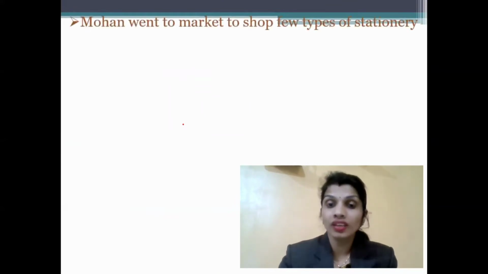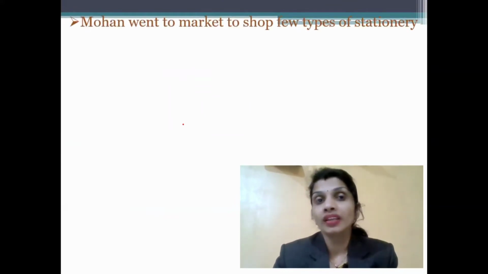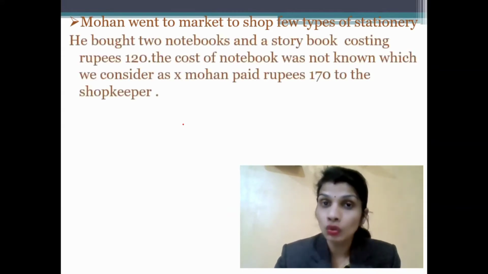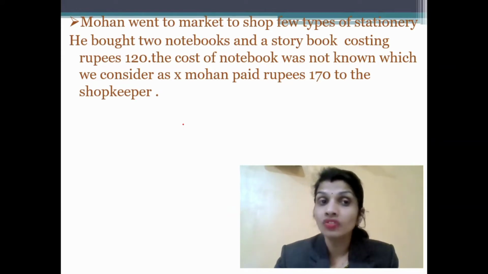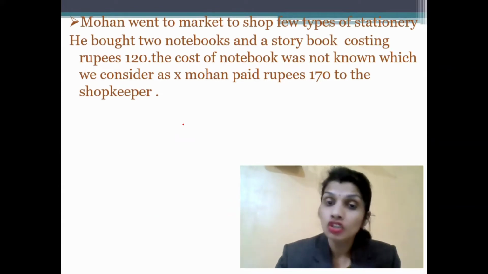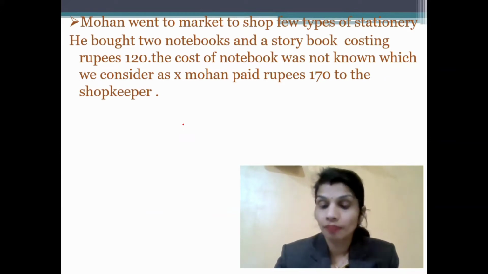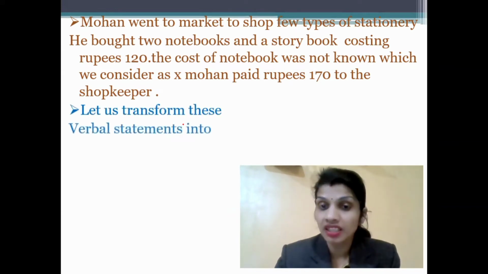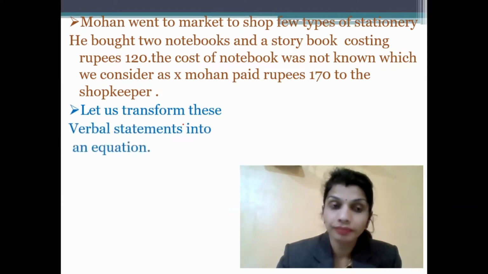Now, let us see one example. Mohan went to the market to shop for a few types of stationery. He bought 2 notebooks and a storybook, costing rupees 120. Now the cost of the notebook was not known, which was considered as x. We are going to consider the notebook as x, and Mohan paid rupees 170 to the shopkeeper. Now how are we going to write this in statement form, in equation form? Let us transform this verbal statement into an equation.